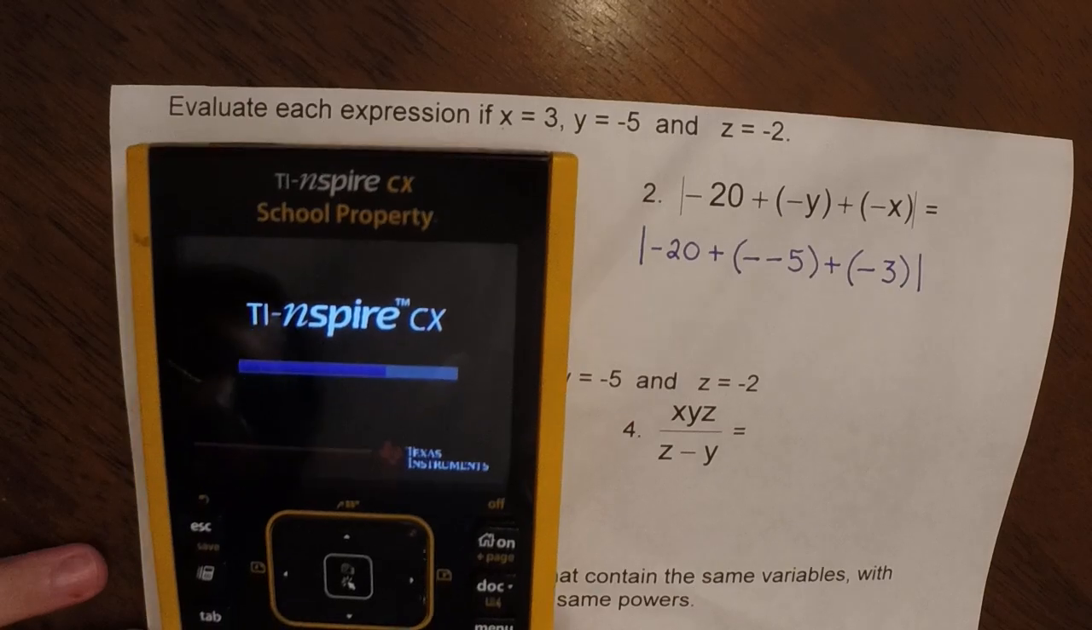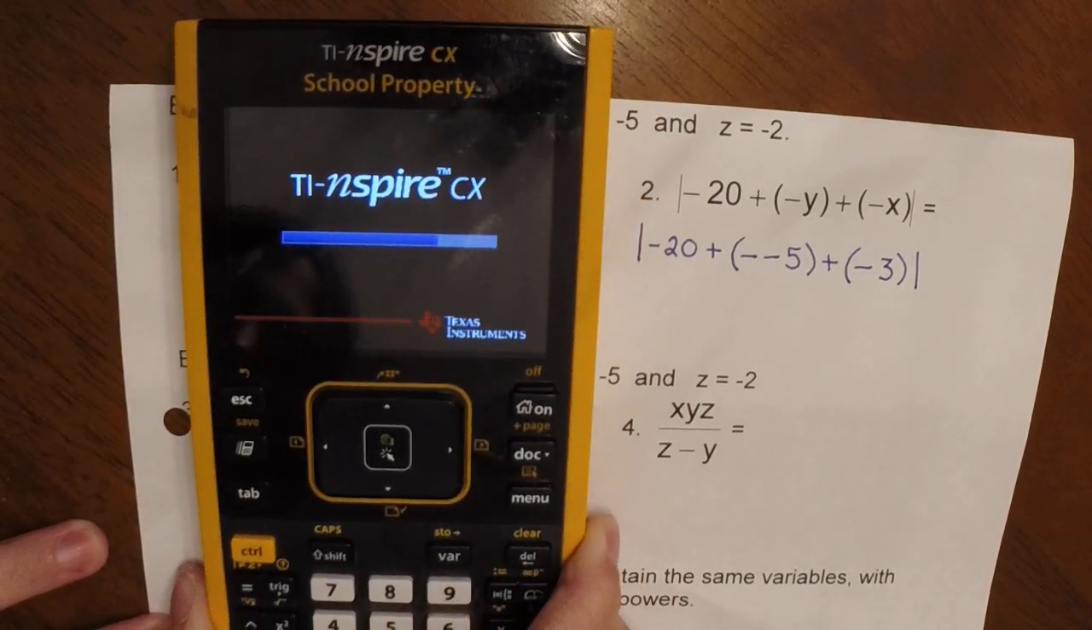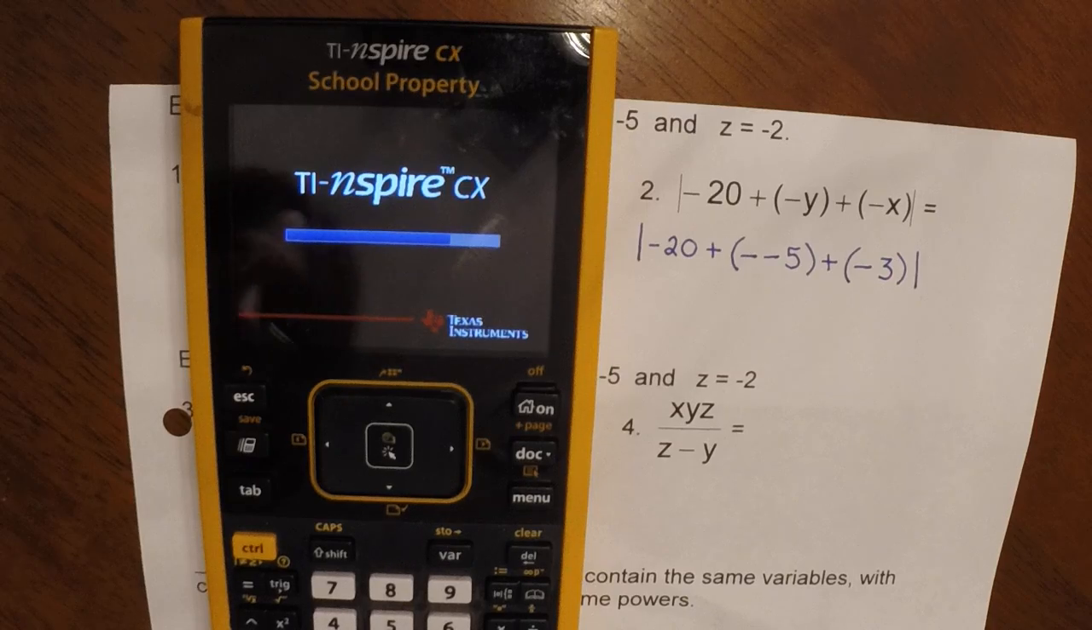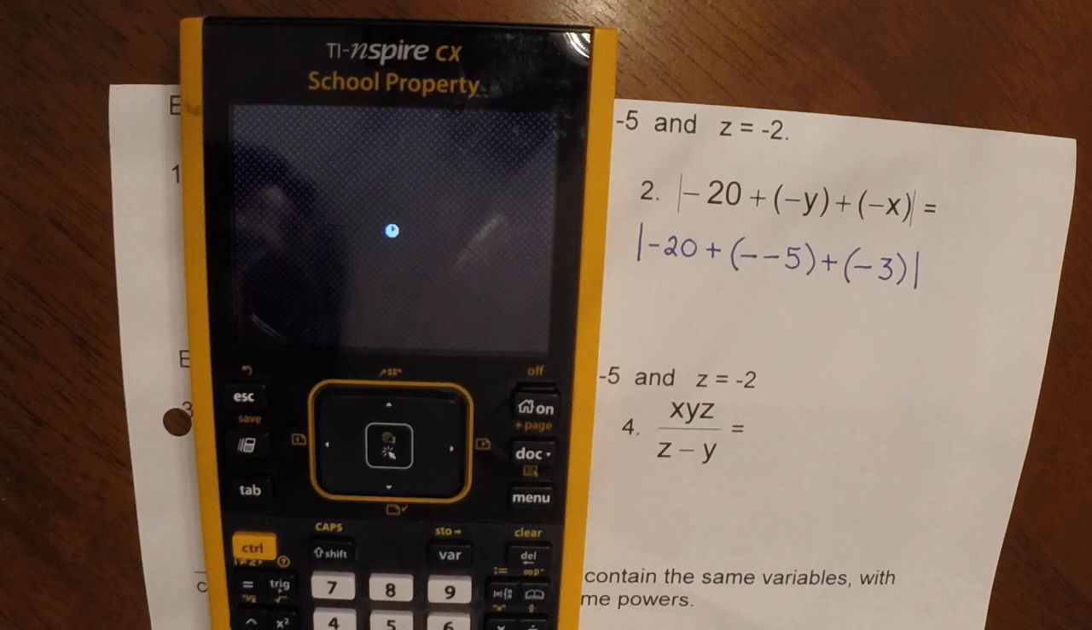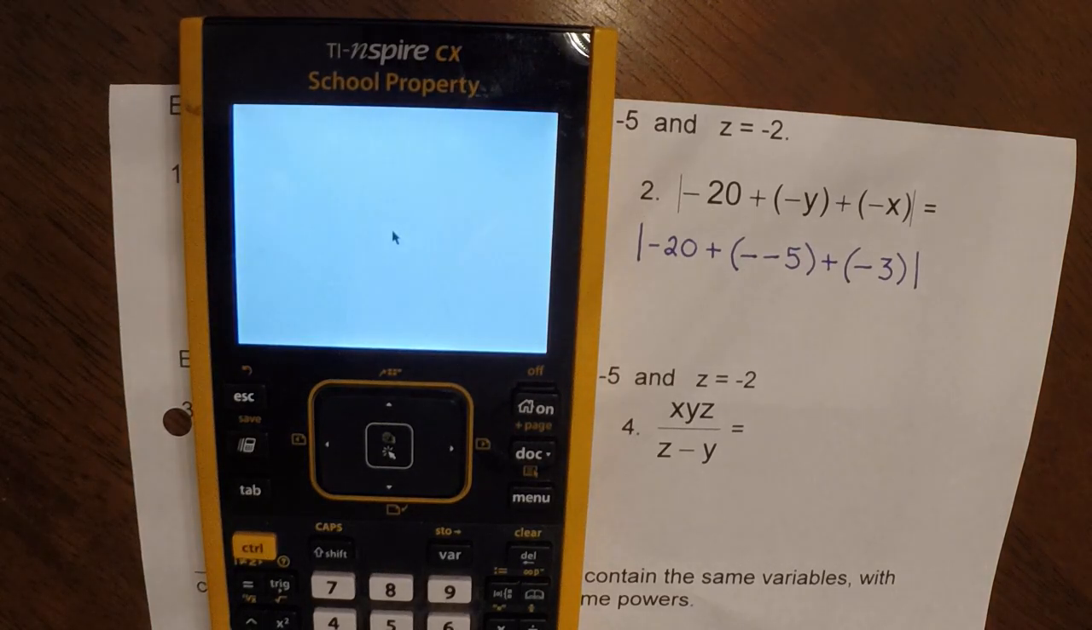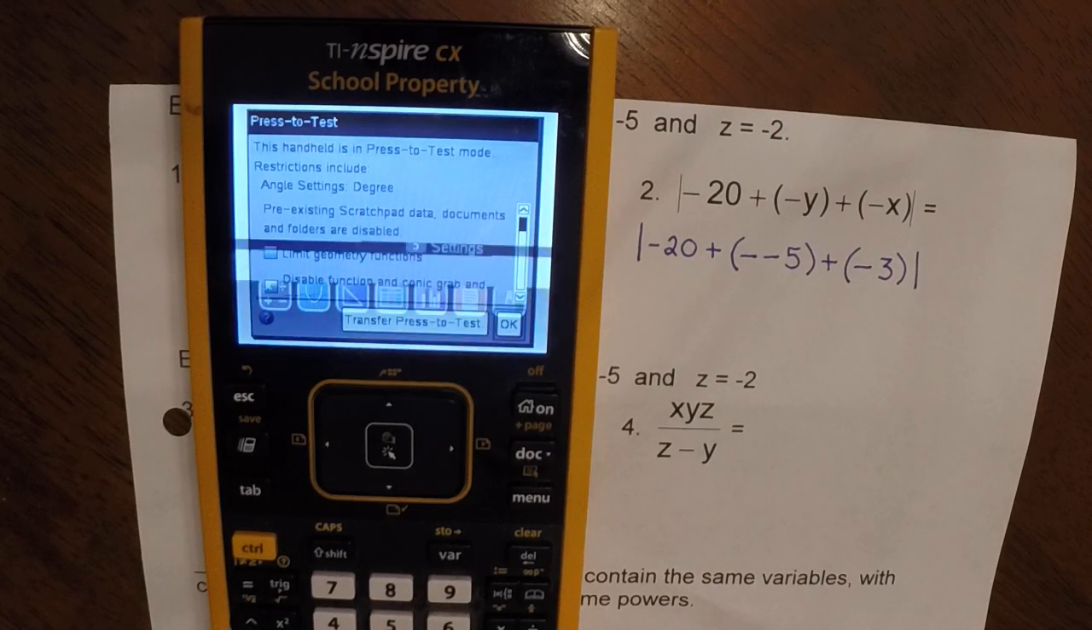And of course, now that I've started the video, the calculator decided to restart. So hopefully this won't take too long, so that we can go ahead and bring up a calculator screen. If not, I may do this one by hand, and then we can do the next ones with a calculator. Let's see. All right, hopefully you don't hear my little one crying in the background.